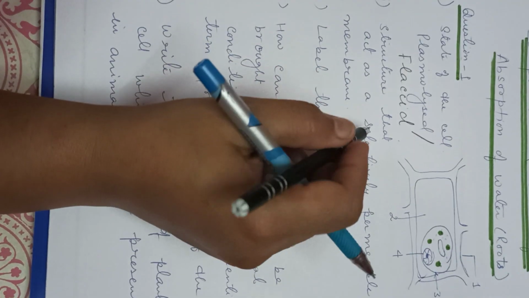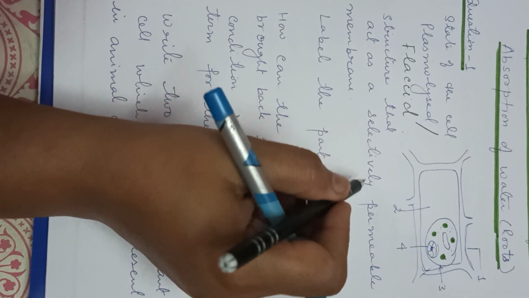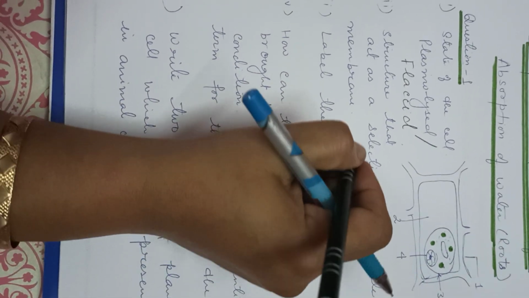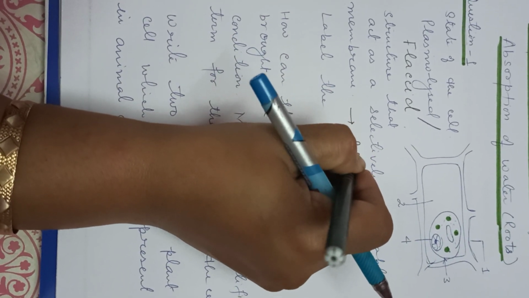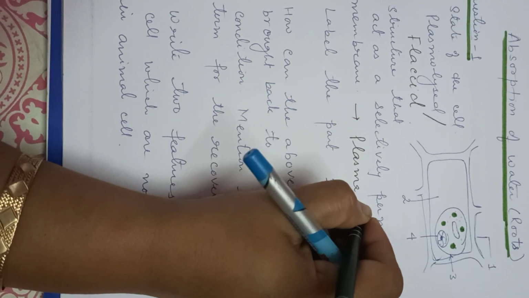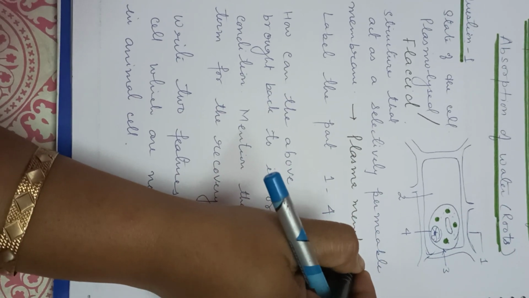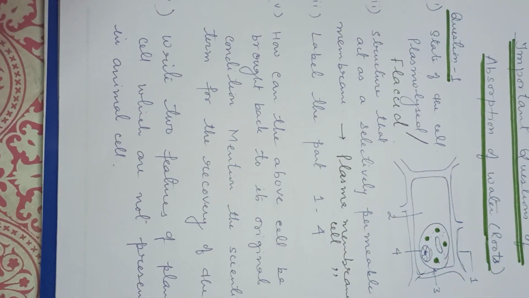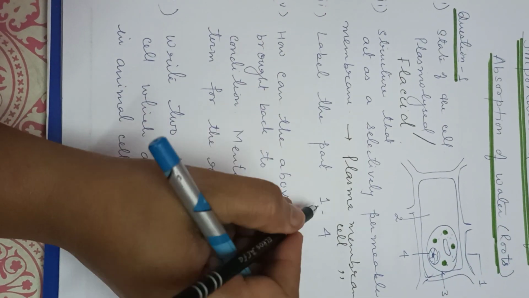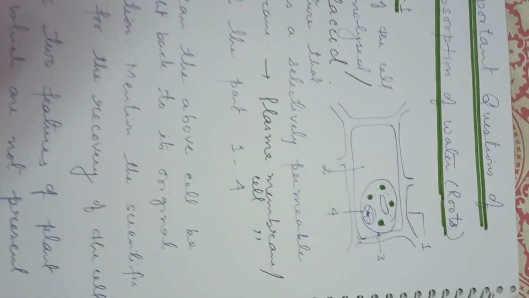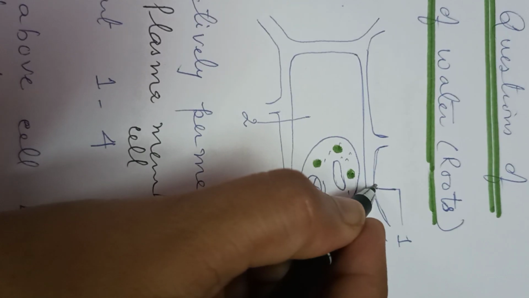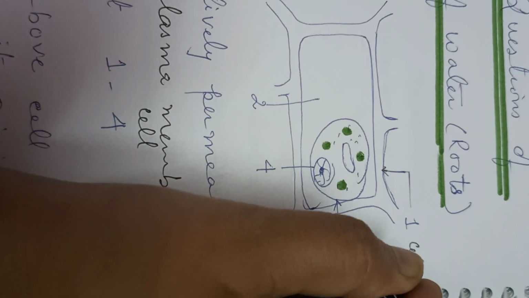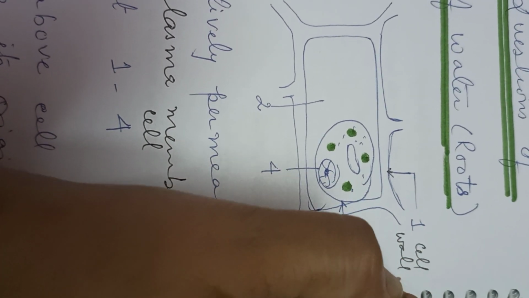Flaccid. Next, a structure that acts as a selectively permeable membrane. Your answer is plasma membrane, or you can write cell membrane also. Then label the parts 1 to 4. I am going to tell you one by one. Number 1 is indicating the outermost layer, so it is the cell wall.